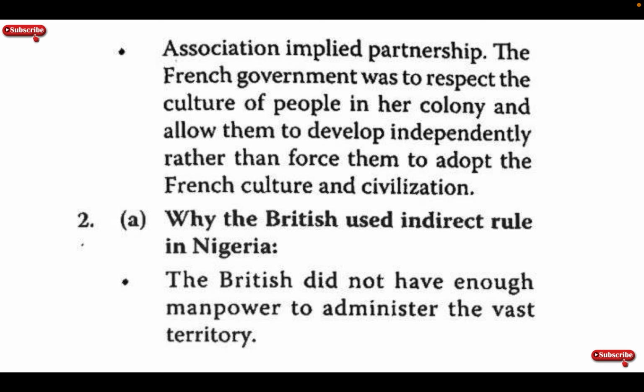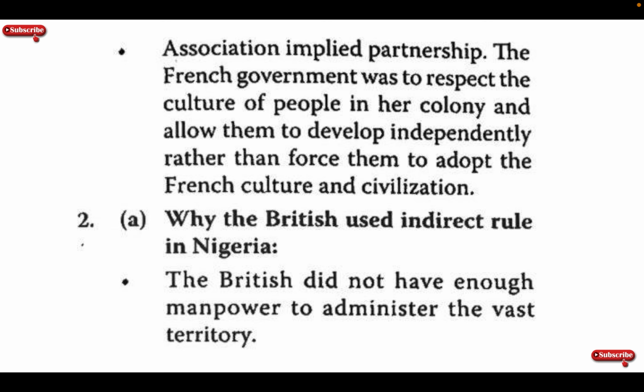Association implied partnership. The French government was to respect the culture of people in a colony and allow them to develop independently rather than force them to adapt the French culture and civilization.